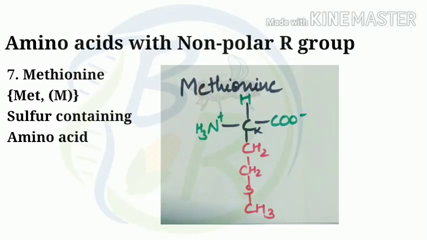So methionine is one of the sulfur-containing amino acids, but its sulfur is hidden due to the presence of a methyl group, so it is not involved in disulfide bond formation, but it has other roles. As we have seen in protein synthesis, methionine is the first amino acid which is incorporated.